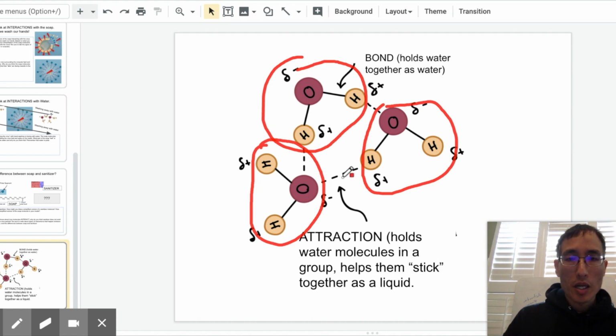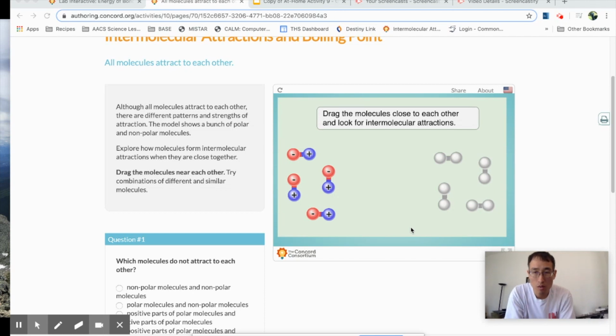Okay? But within the molecules is water. This is a bond. So this bond holds water together. If I don't have a bond there, it's no longer water. It is something different. And so attractions are between the larger clumps of molecules. A bond is within the molecule. Okay, so here is what we're talking about with attractions versus bonds.